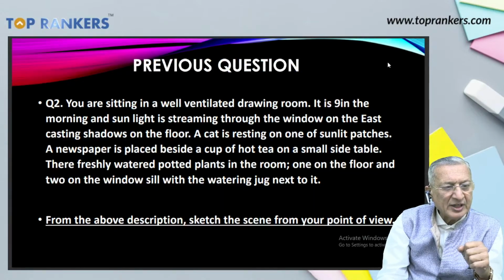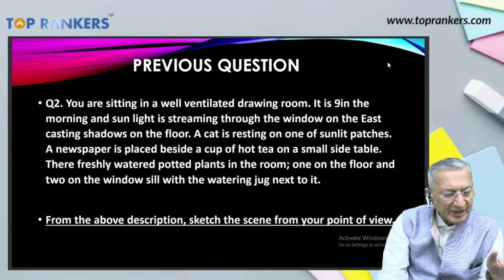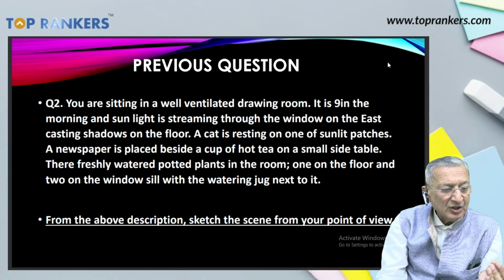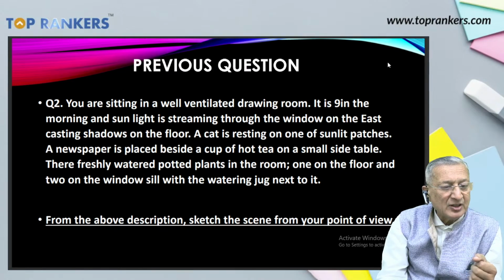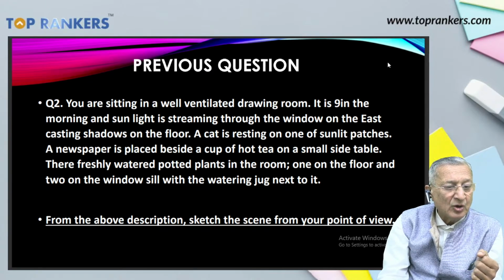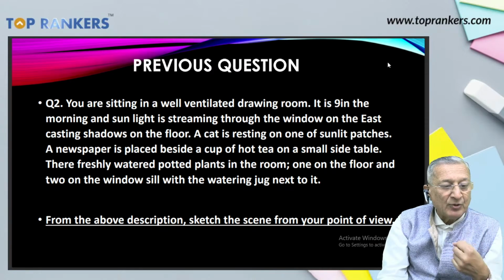Let us look at another previous year question, and I have given just the solution of this question. You are sitting in a well ventilated drawing room. It is 9 in the morning, and sunlight is streaming through the window on the east, casting shadow on the floor. That means the window is in the east. A cat is resting on one of the sunlit patches, and a newspaper is placed beside a cup of hot tea on a small side table.